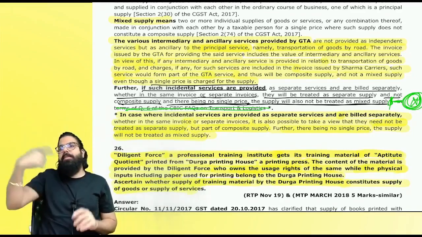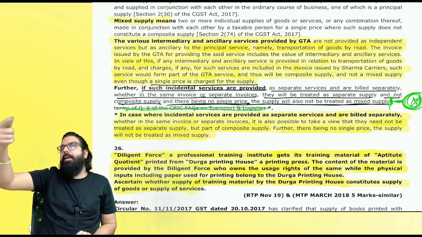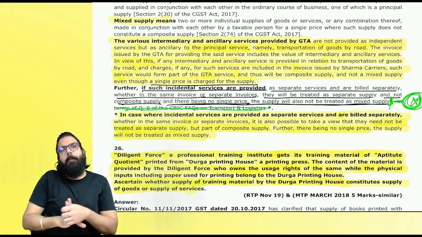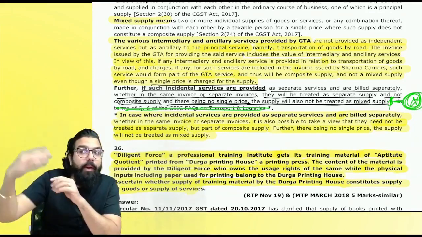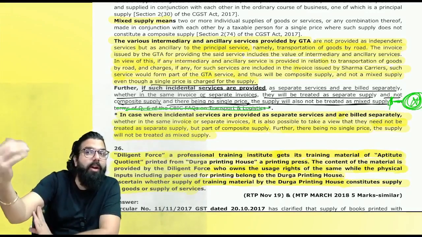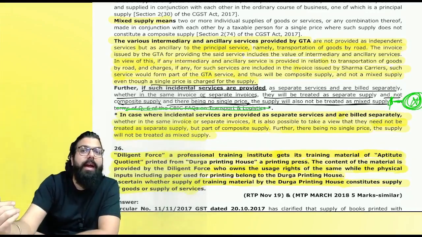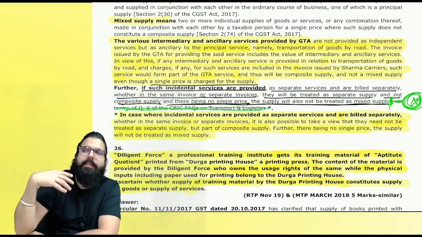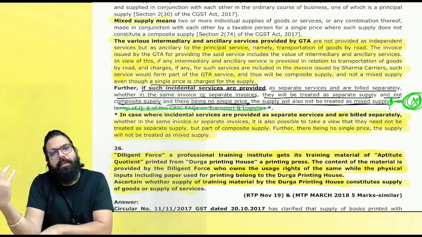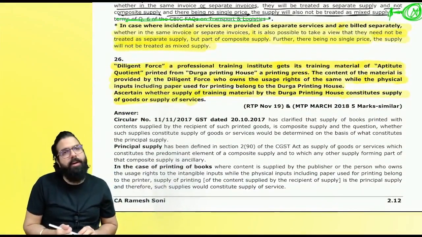Everyone over here, I gave the content, you printed the books and you gave it to me. Whether it is composite supply or mixed supply. You gave me printing services. Along with the printing services, you gave paper and ink. Paper and ink is what? Ancillary. What is principally given by you? Printing service, and printing is a supply of service. And hence, in this scenario, what will happen, everyone? It will be a supply of service.